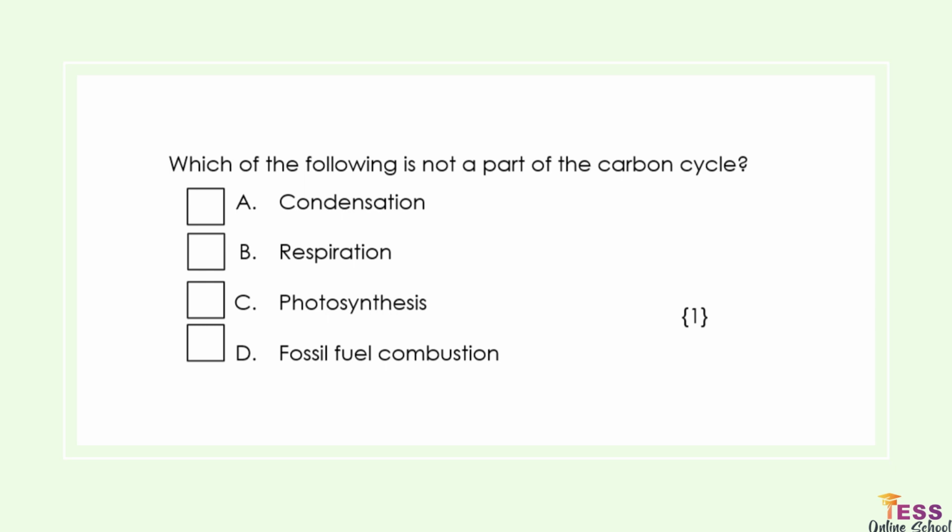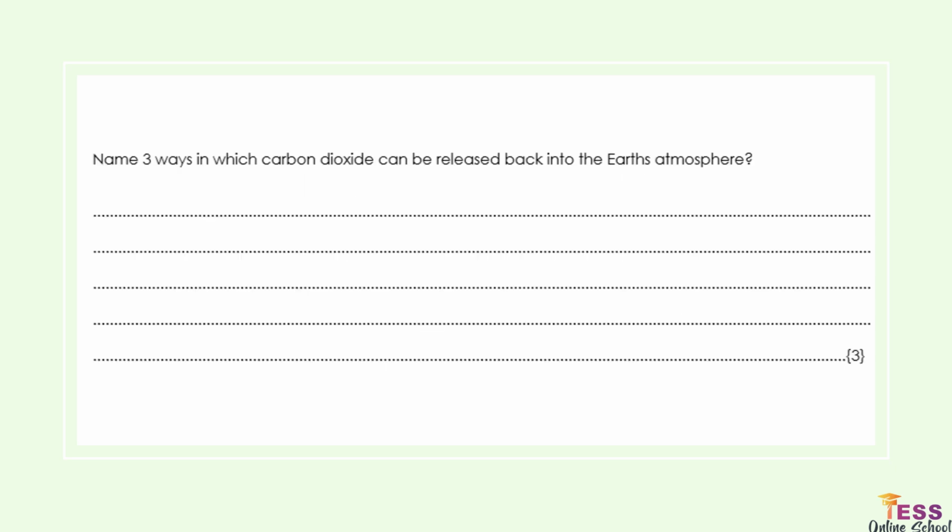The correct answer is condensation. Condensation neither releases or absorbs any carbon dioxide or any form of carbon, so it's definitely not part of the carbon cycle. The following is simply a name question, so you don't have to write a super long and comprehensive sentence, as 3 bullet points will do. This is proven as in the mark schemes, the answers for these questions are often written as bullet points. The question is, name 3 ways in which carbon dioxide can be released back into the Earth's atmosphere.